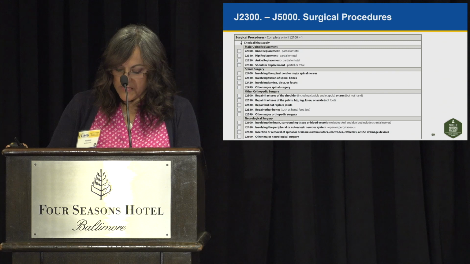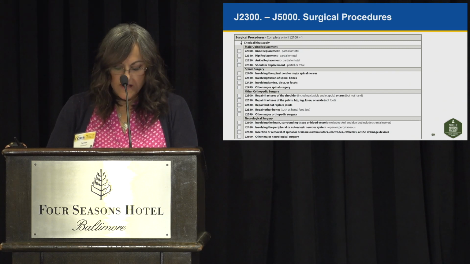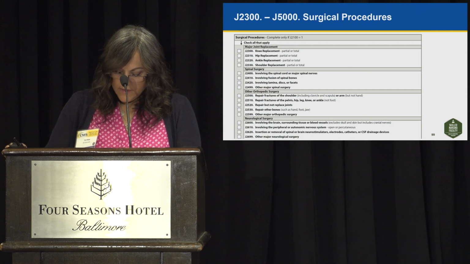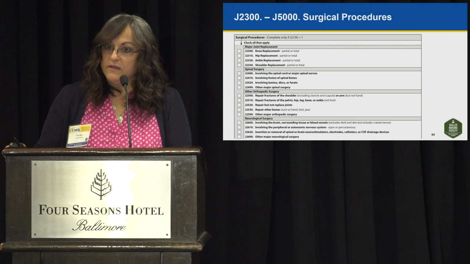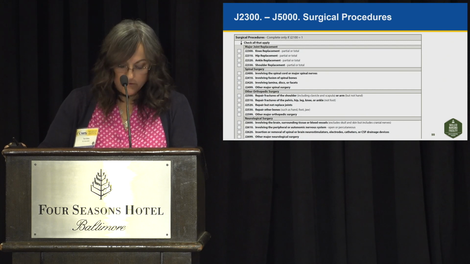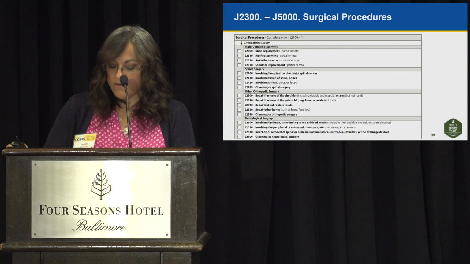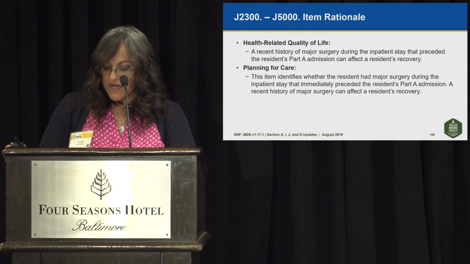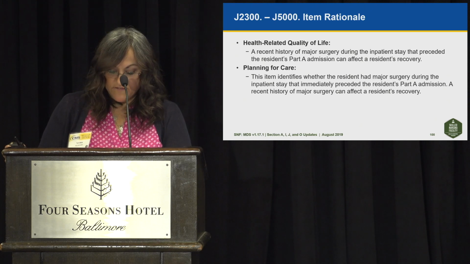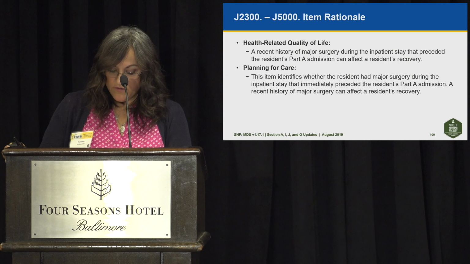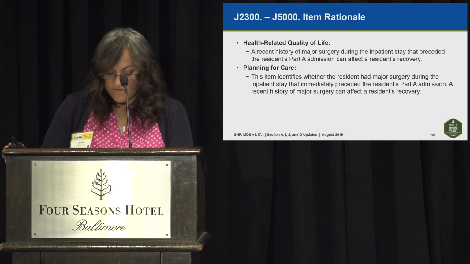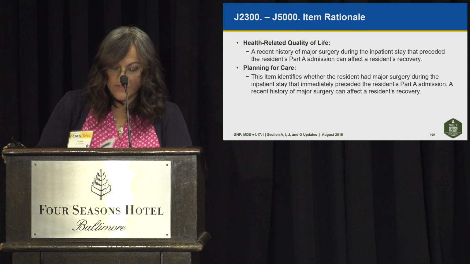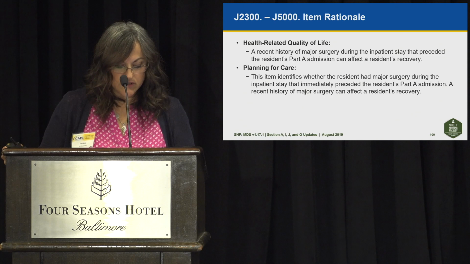This is a check all that apply item, so you are going to check all that apply for the resident. As you can see here, for each of the procedures there are examples provided. And as we said previously, this item is only completed if J2100 is coded 1, yes, which means that the resident did have a major surgery requiring SNF care. The item rationale for J2300 through J5000 is essentially the same as in J2100, and that is that a recent major surgery can affect a resident's recovery, and that this item identifies whether the resident did have a major surgery during the inpatient stay immediately prior to the admission to the SNF.